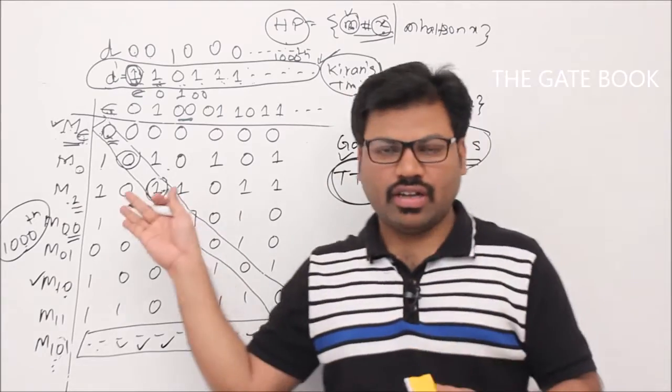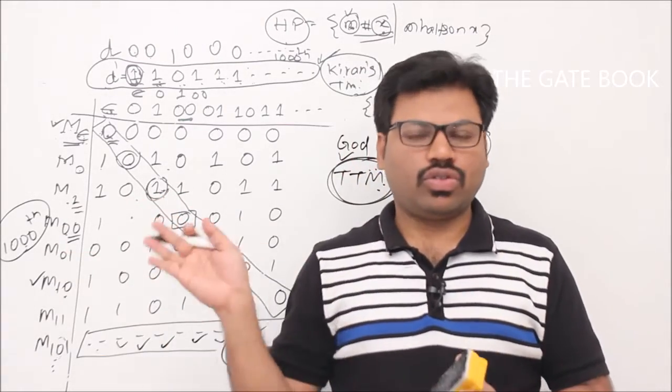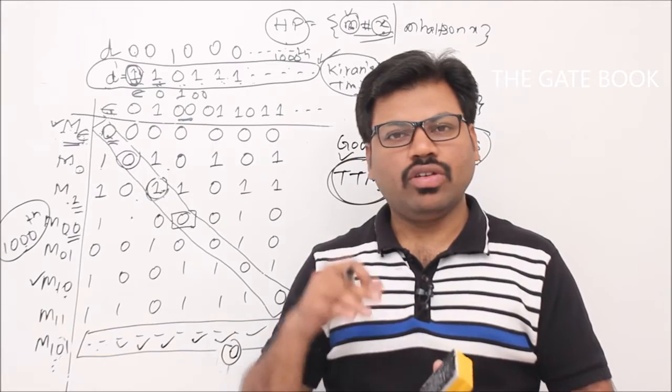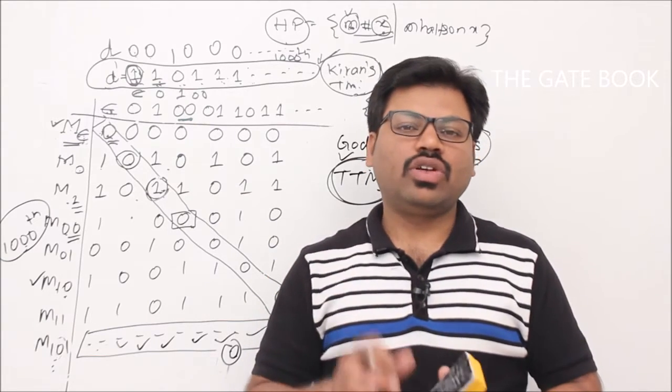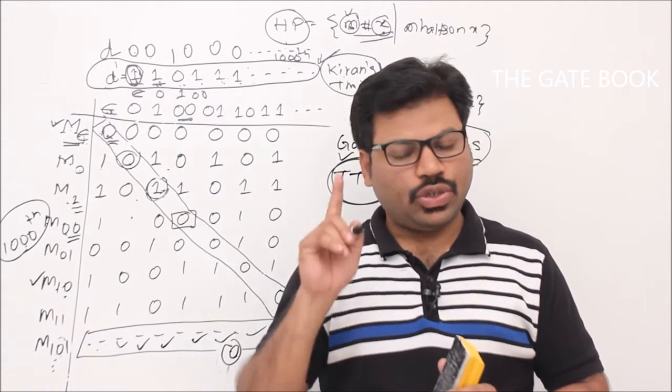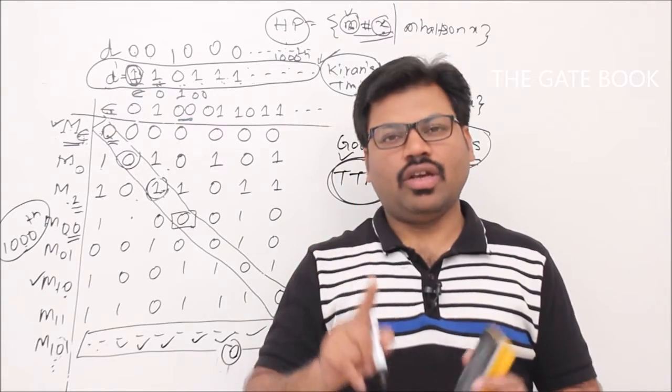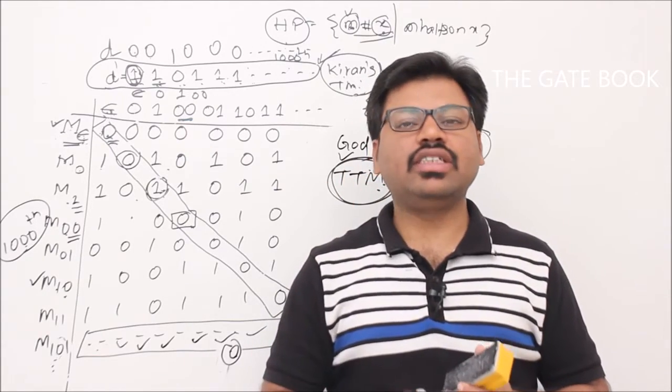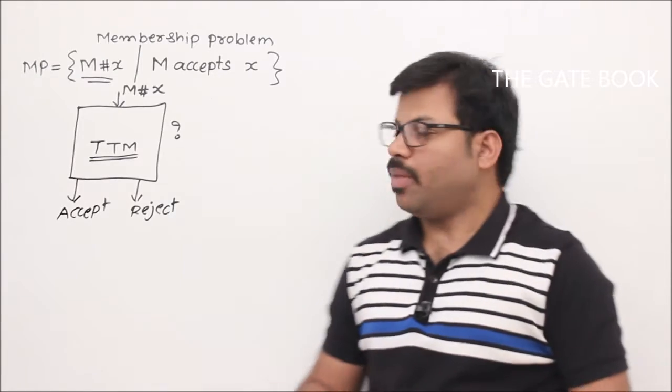That I already covered in some of the lectures. Go through it. So this is about the m halts on x problem. The m halts on x problem has a Turing machine. That's why it is semi-decidable but not fully decidable. That means it is undecidable. Okay. Now we'll see the membership problem.